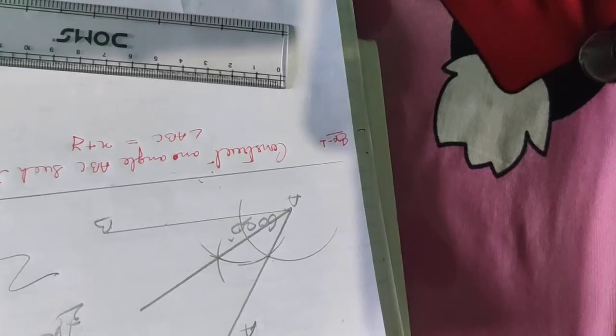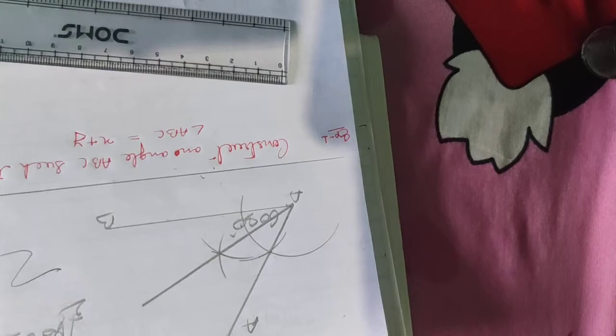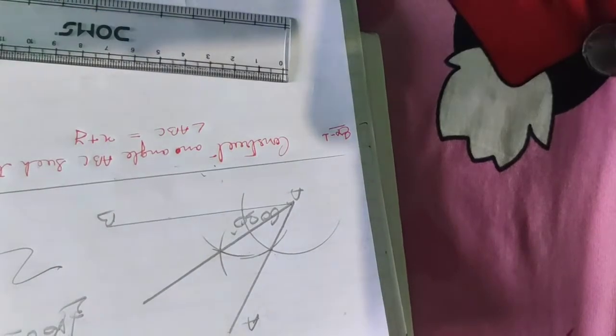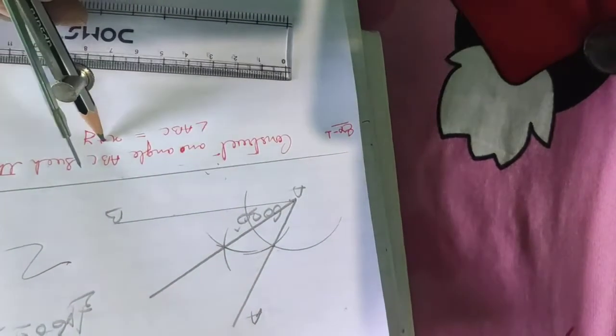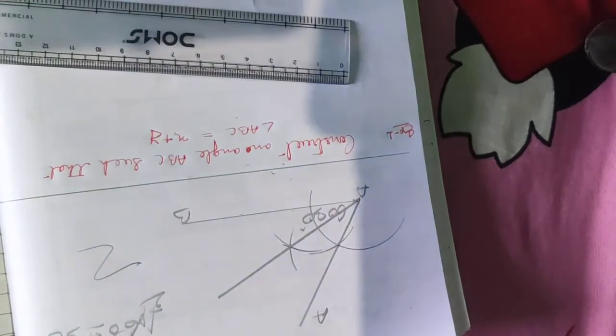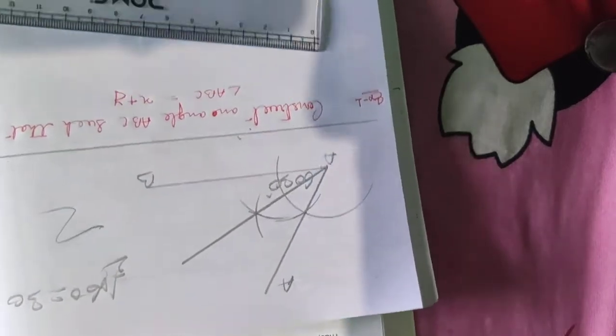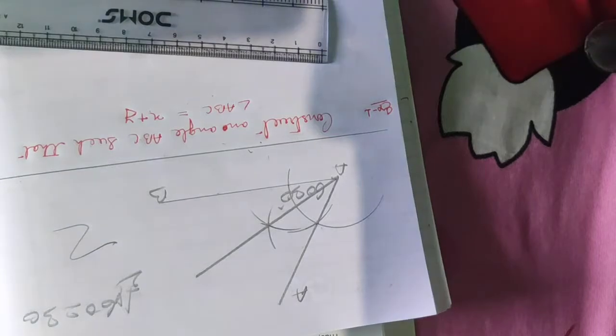Children, you have doubt in this example number 1, right? So just see here how to construct this type of question. Construct an angle ABC such that angle ABC equals x plus y, or angle ABC equals 2x plus y. First of all, understand this one first, okay?